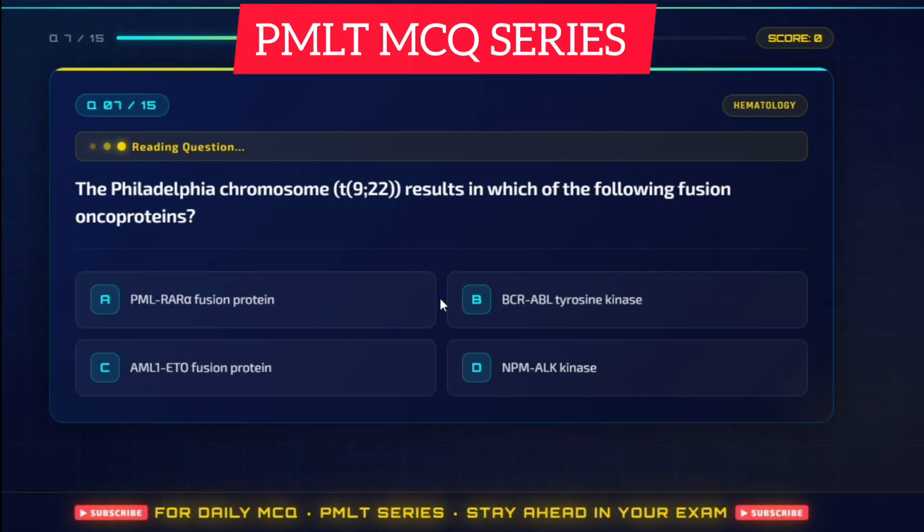The Philadelphia chromosome, t(9;22), results in which of the following fusion oncoproteins? A. PML fusion protein, B. BCR-ABL tyrosine kinase, C. AML1-ETO fusion protein, D. NPM-ALK kinase.